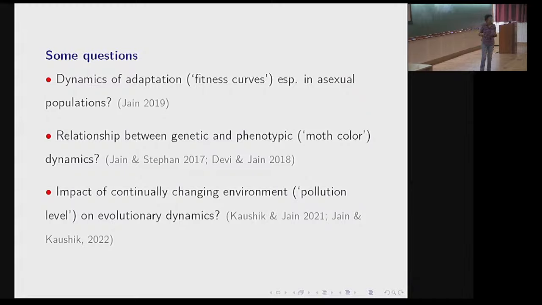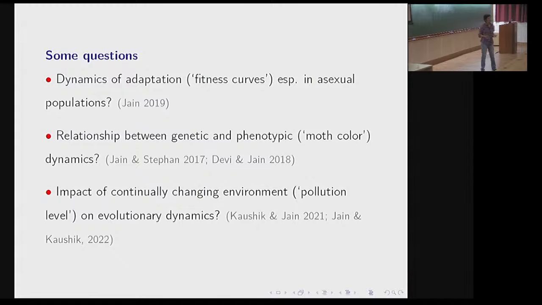I spoke to you about fitness curves, which were these macroscopic things, or the color of the moth, which is a macroscopic thing. But there's some genetic one. There are dynamics going on at the genetic level. There's some dynamics at the phenotypic level, that is the color of the moth. If you look at its frequency, that is changing with time. How are these two things related? What's the connection between this macroscopic and microscopic dynamics? So that's another question.